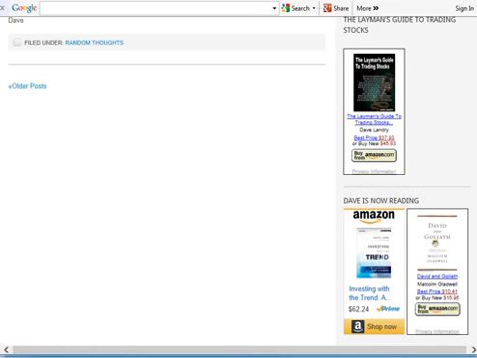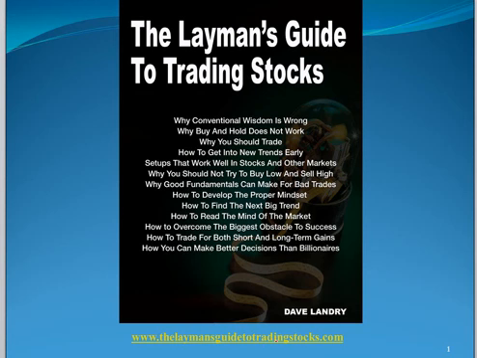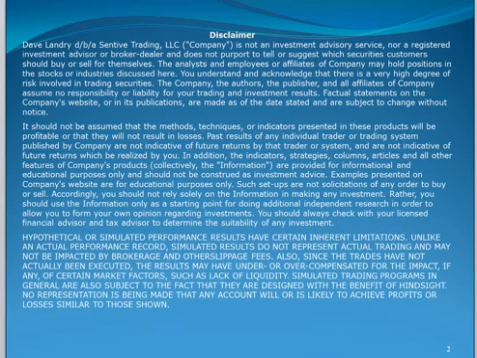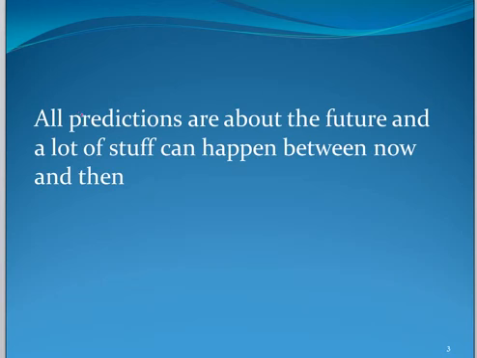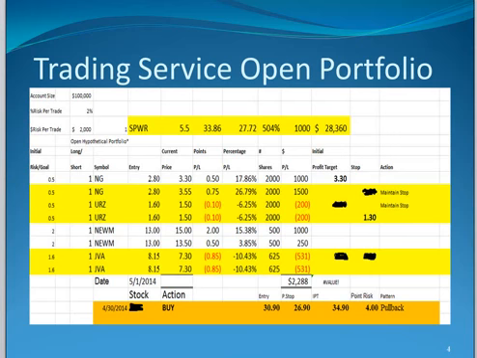Let's take a look at the slides, and I'll show you the open portfolio here in just 1 second. Before we do that, this is the disclaimer screen. As you know, all predictions are about the future, and a lot of stuff can happen between now and then. This is a short version. The long version was on the prior slide. Just back that up a little bit and hit pause and check that out, or see other disclaimers on my website.